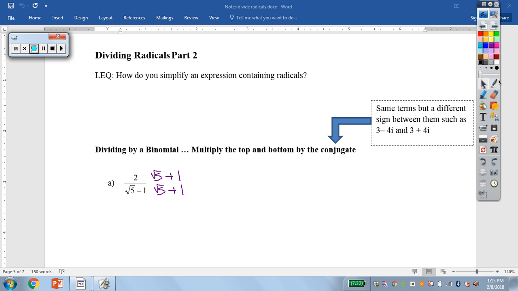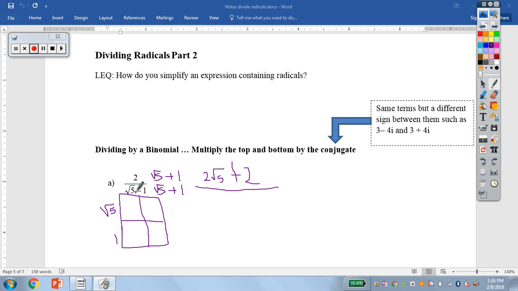So as you can see, we're going to multiply top and bottom. We are going to have to distribute on the top. So 2 times root 5 is going to be 2 root 5. And then 2 times the 1 is going to be 2. So we're going to get 2 root 5 plus 2. Now, on the bottom, you can either do a box or you can distribute. It is up to you. I'm going to set up a box, though.